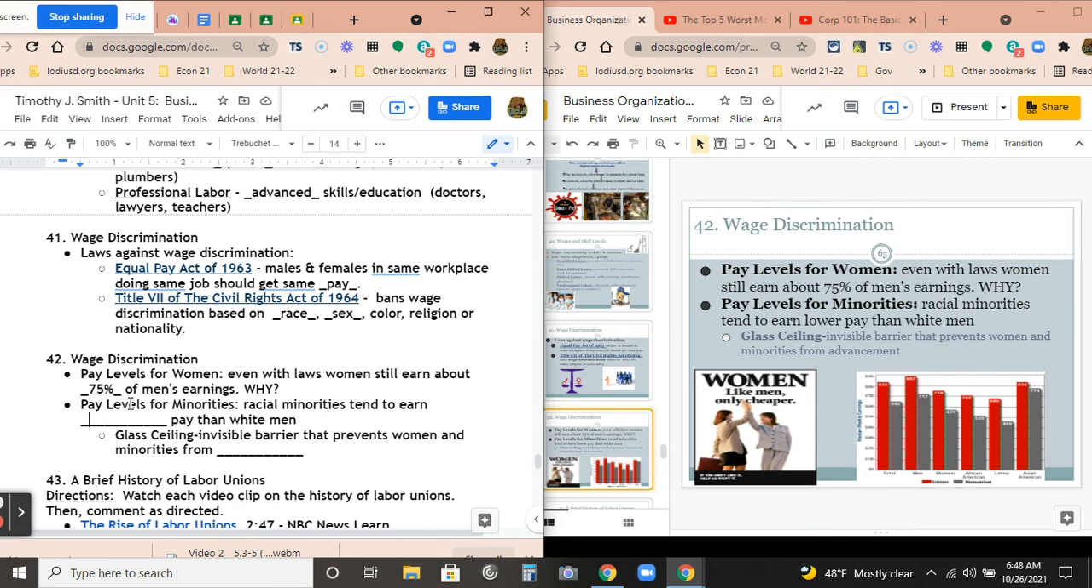In addition, if you were a racial minority, you would earn less than whites. Men would get more than women overall, but white men would get more than an African American or Hispanic man, and same for women. So it was based on not just gender, but also race, where there's a real discrepancy in pay for the same position. So they would get lower pay than white men. And we saw that in the last slideshow.